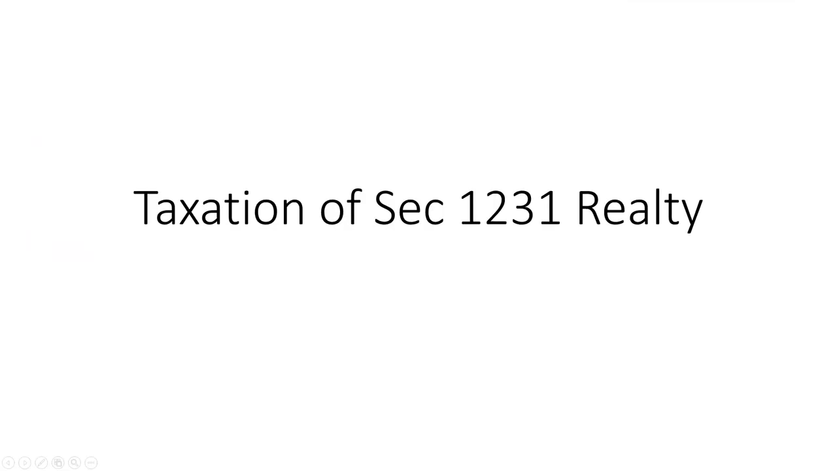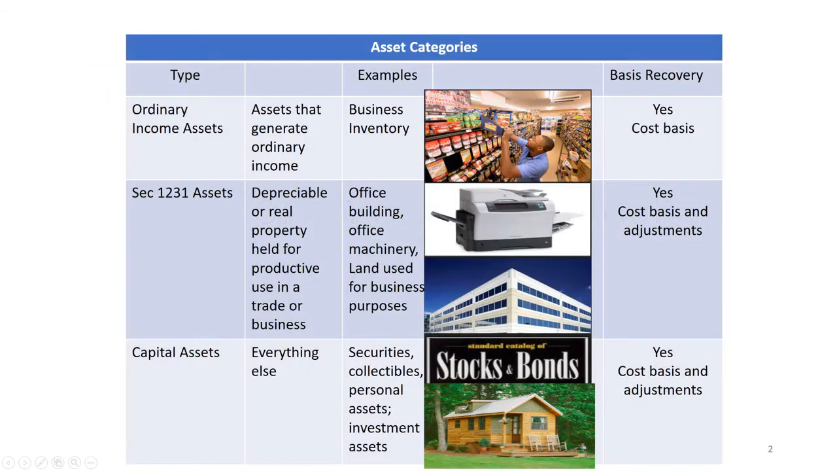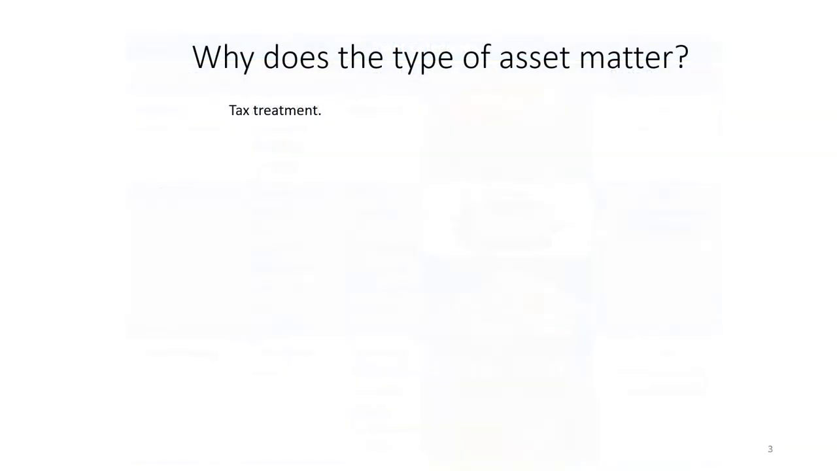Okay, let's talk about the taxation of Section 1231 realty. Just as a review, we have three types of assets: ordinary income assets, Section 1231 assets, and capital assets. Look at this description of the capital 1231 assets: depreciable or real property held for productive use in a trade or business. So we're talking about assets used in a trade or business. Now, 1231 can include both realty and personalty.